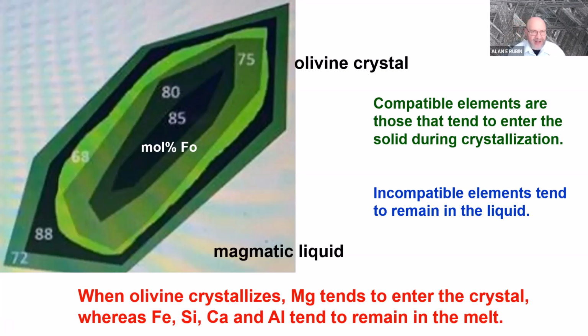So the forsterite content goes down from 85 to 80 in this case, and then later to 75 and so forth, and then 68. The fact that it goes up again over here indicates that there was probably another magmatic liquid that came in at this particular instance.